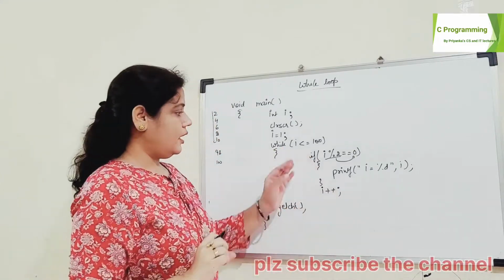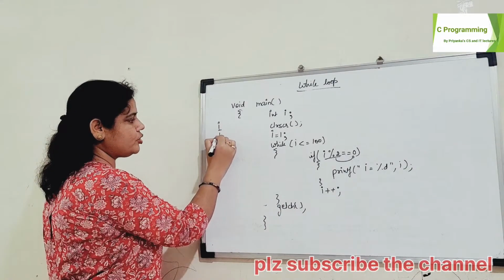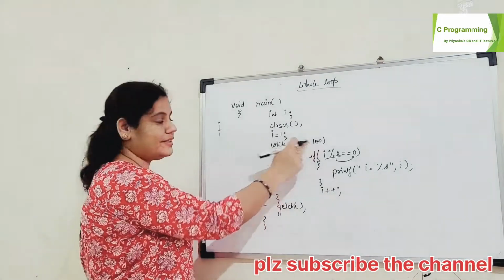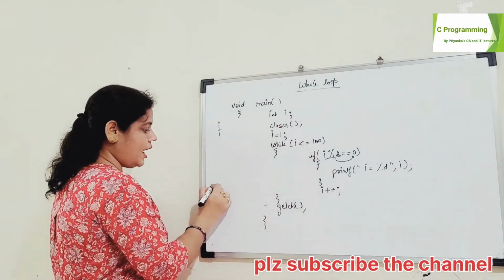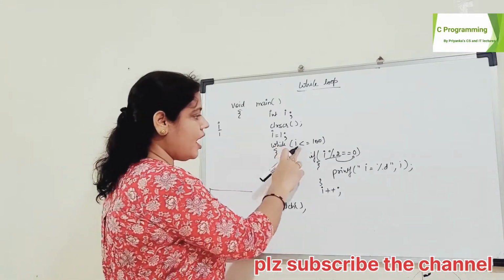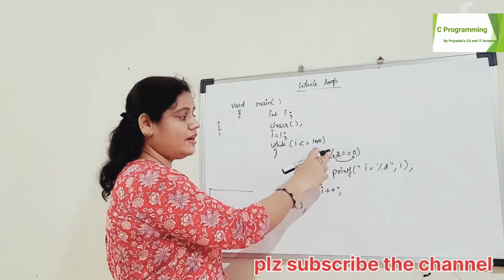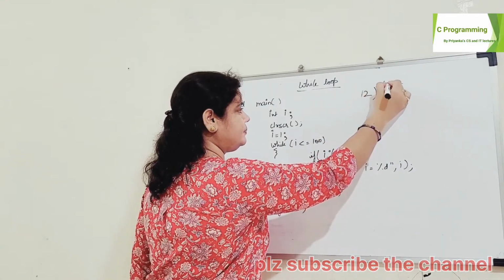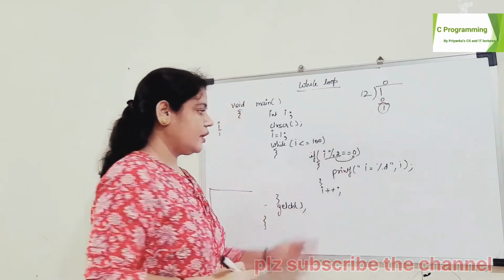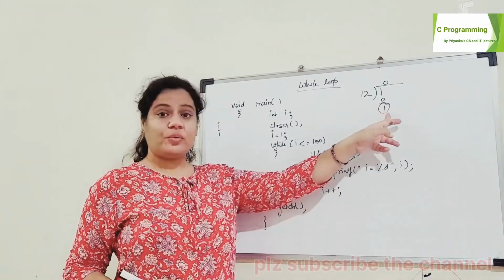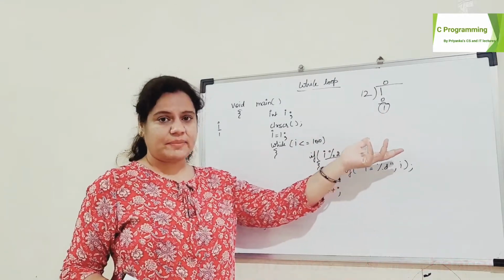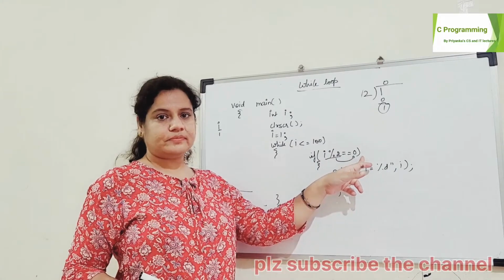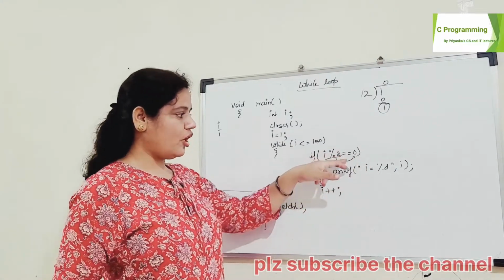Look, I is equal to 1. This is the initialization of the loop. While I is less than or equal to 100, this is the test condition. This is my output screen. I mod 2: if I divide 1 by 2, then the remainder is what? 1. In integers, we cannot take decimal values. Here the remainder is 1. 1 is equal to 0? False. Then it will not go inside to print.